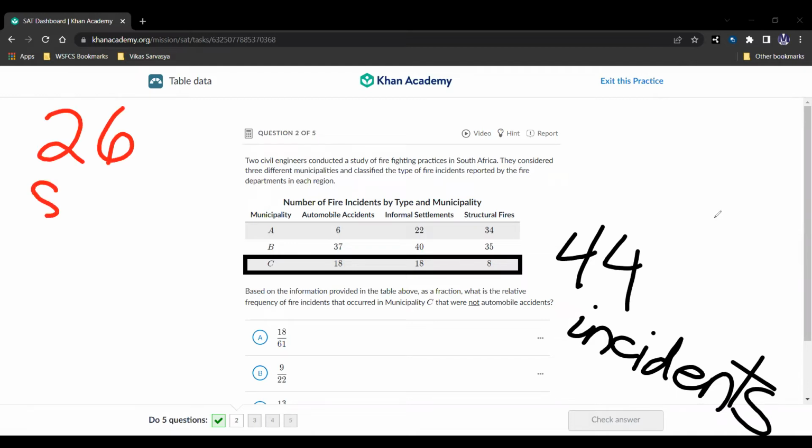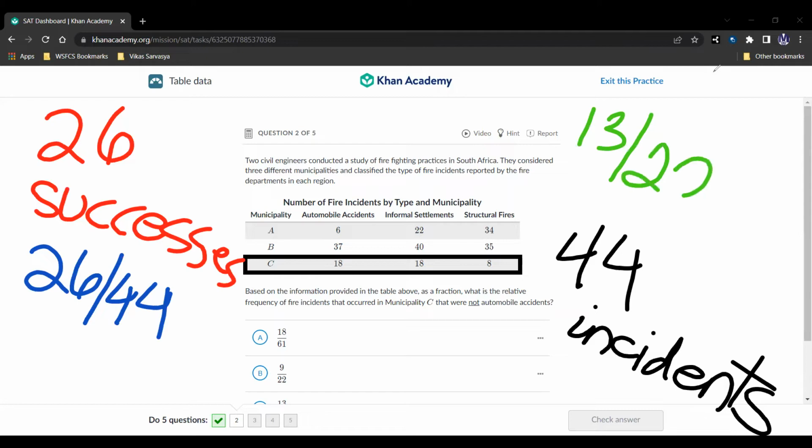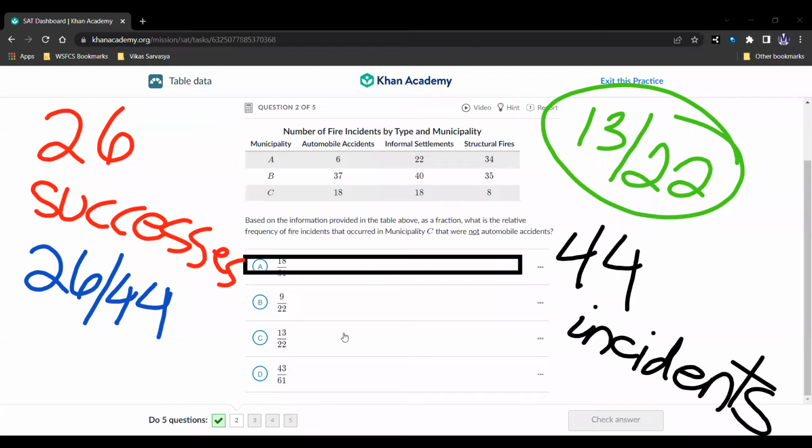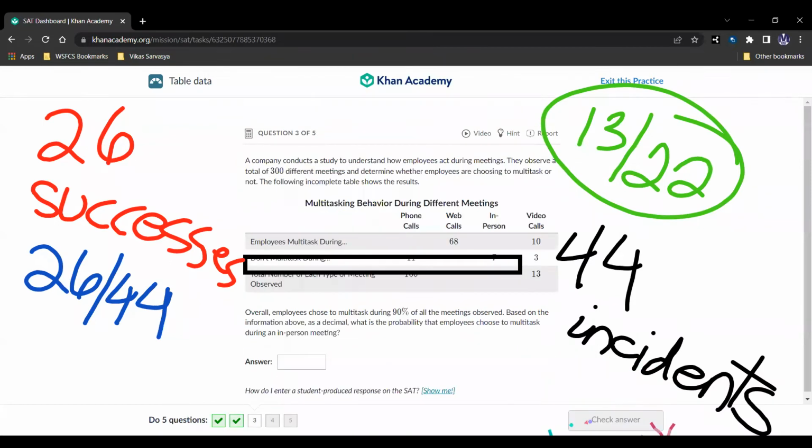which are, we will call them successes, right? In the probability problem, we call them successes. They're just things that fulfill the conditions. They're not automobile accidents. So our answer is then just going to be 26 over 44, which we can simplify to make 13 over 22. And that's our answer. Looking at our answer choice, that is going to be choice C, and we can move on to the next question.